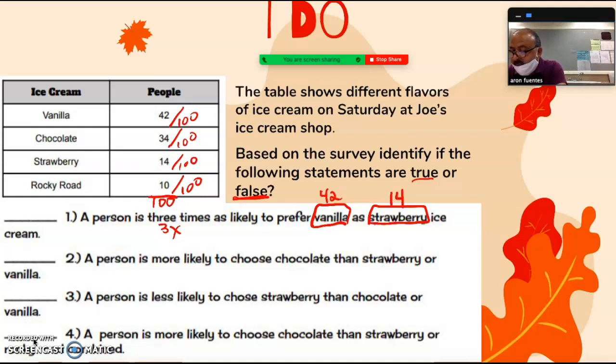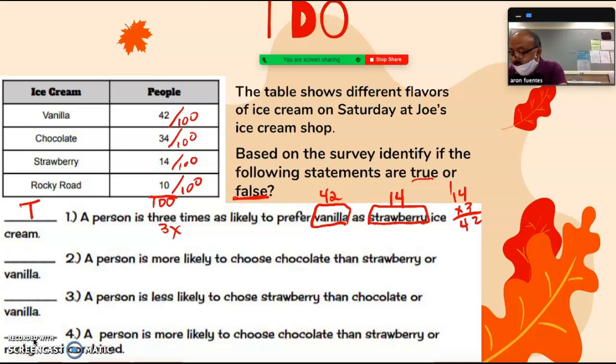So if I take 14 and I multiply it by 3, well, carry my 1, that's 3, that's 42. So yes, vanilla is 3 times more likely to get selected than strawberry. So this statement is true.